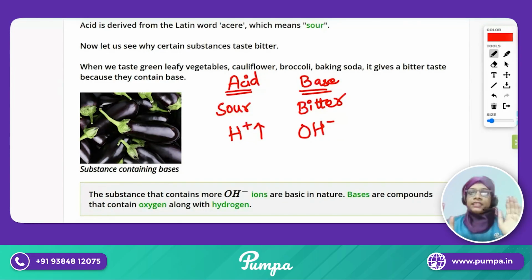Okay, so we have learned that acids are sour and bases are bitter. We can't taste every substance, right? It's not safe as well. Then how can we identify? Let's just imagine I'm giving you a substance and asking you to tell me whether it is an acid or base. We can't taste everything. It's not safe as well. So how will you identify that substance is acid or a base?